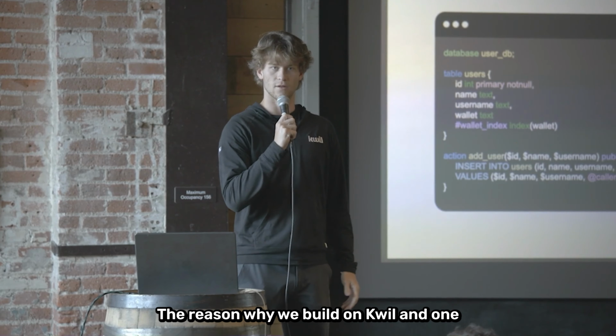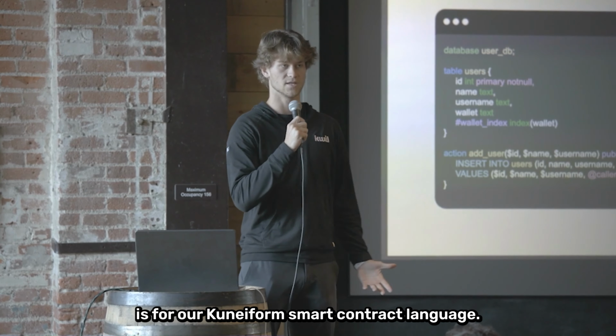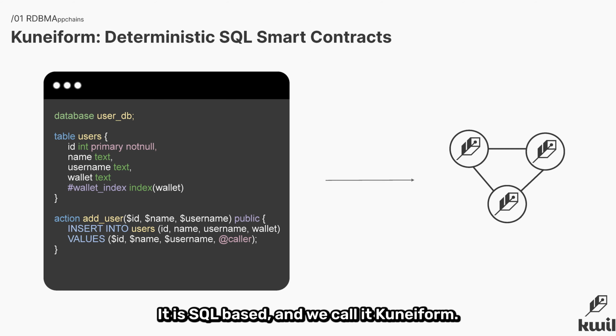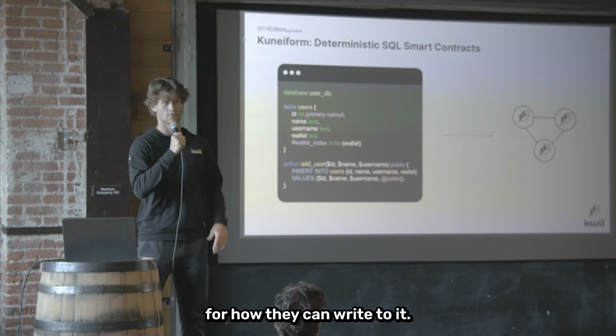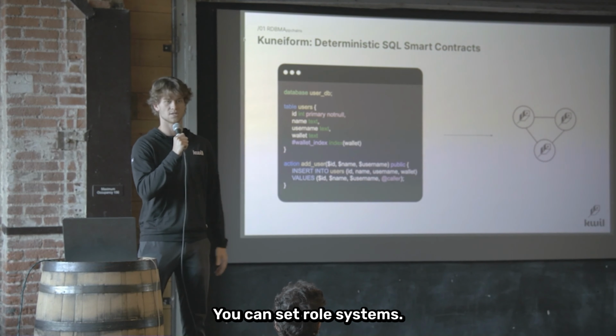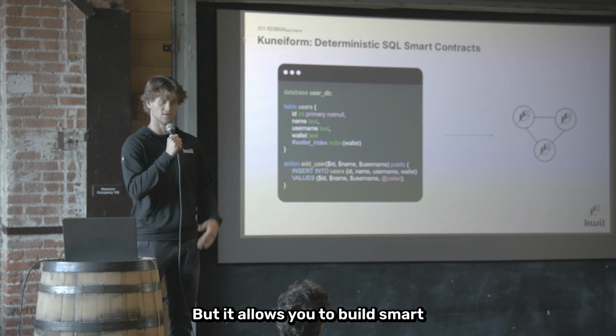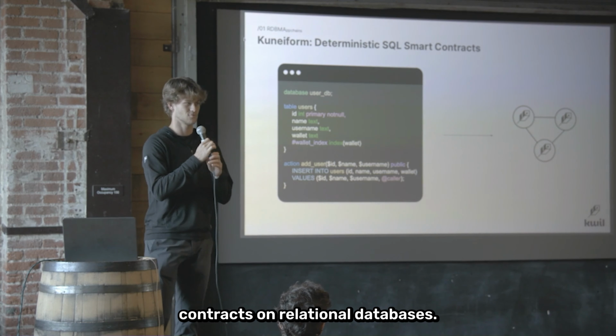The reason why you build on Kwil, and one of the main things that people use it for, is our Kuniform smart contract language. Kwil features its own smart contract language. It is SQL-based, and we call it Kuniform. I'm not sure if you're sitting in the front, you could probably see it. This probably makes a lot of sense. It's pretty explanatory, pretty easy to figure out. But essentially it is a deterministic SQL database that runs on these Appchains. And you can build access control rules for who can write to it, and for how they can write to it. You can set role systems. We've seen some pretty interesting things be built around this, but it allows you to build smart contracts on relational databases.